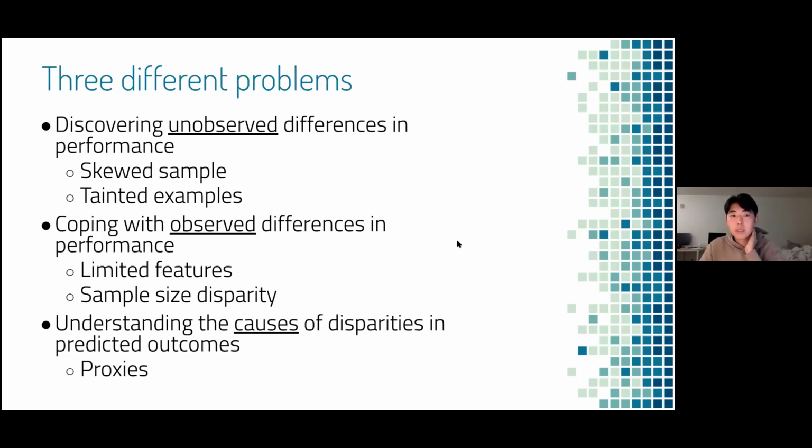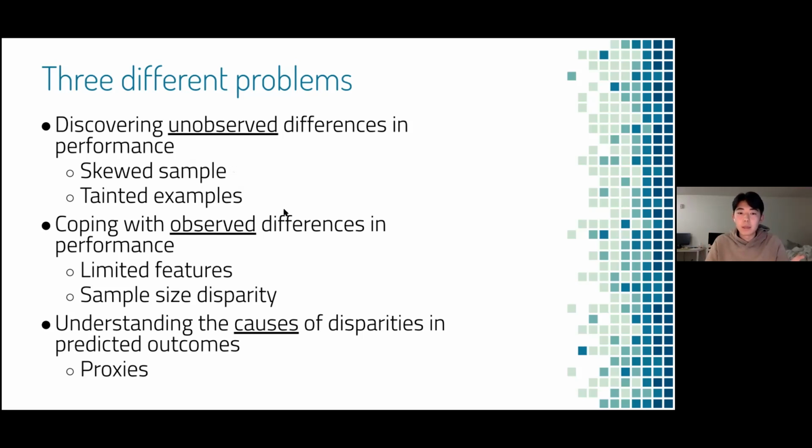Awesome. So just to do a brief overview, we have three different problems that we have to be cognizant of. If we are discovering unobserved differences in model performance, meaning that if we break our testing data into groups and evaluate group by group, we don't see a particular difference, we might be having an issue of skewed sampling or tainted examples in which our labels are a little bit messed up. So our reporting is kind of messed up, and we have to be wary of that.